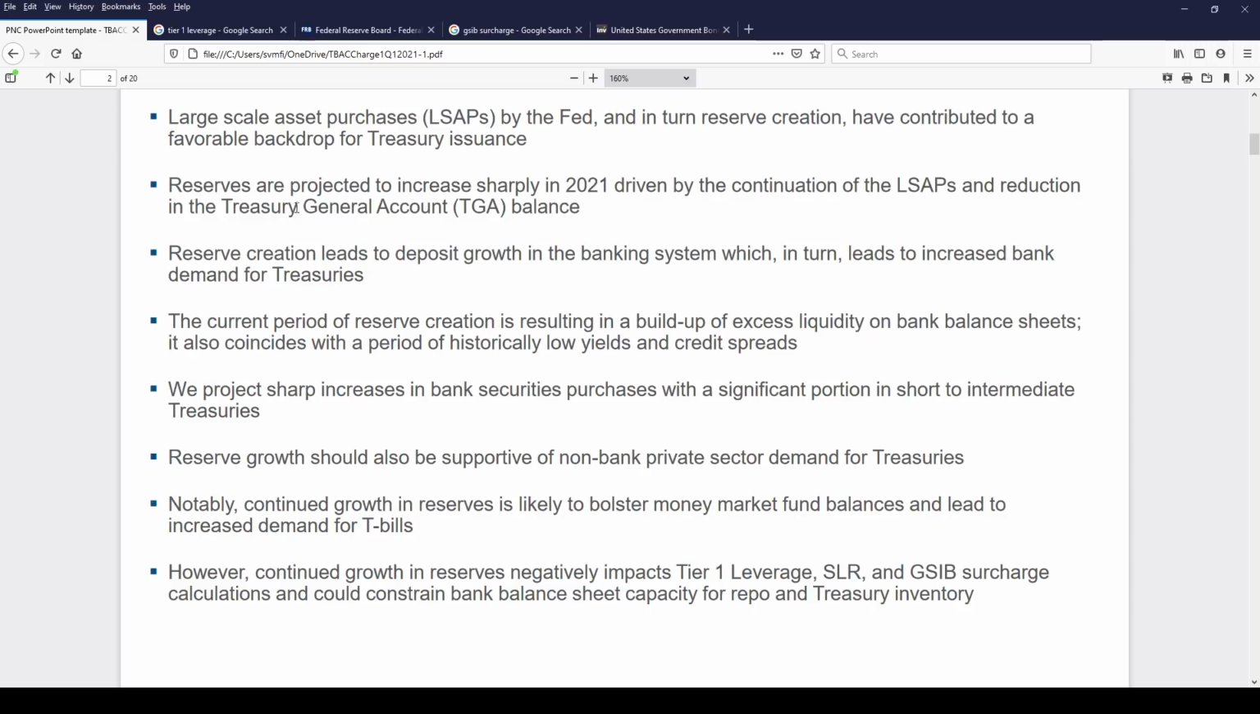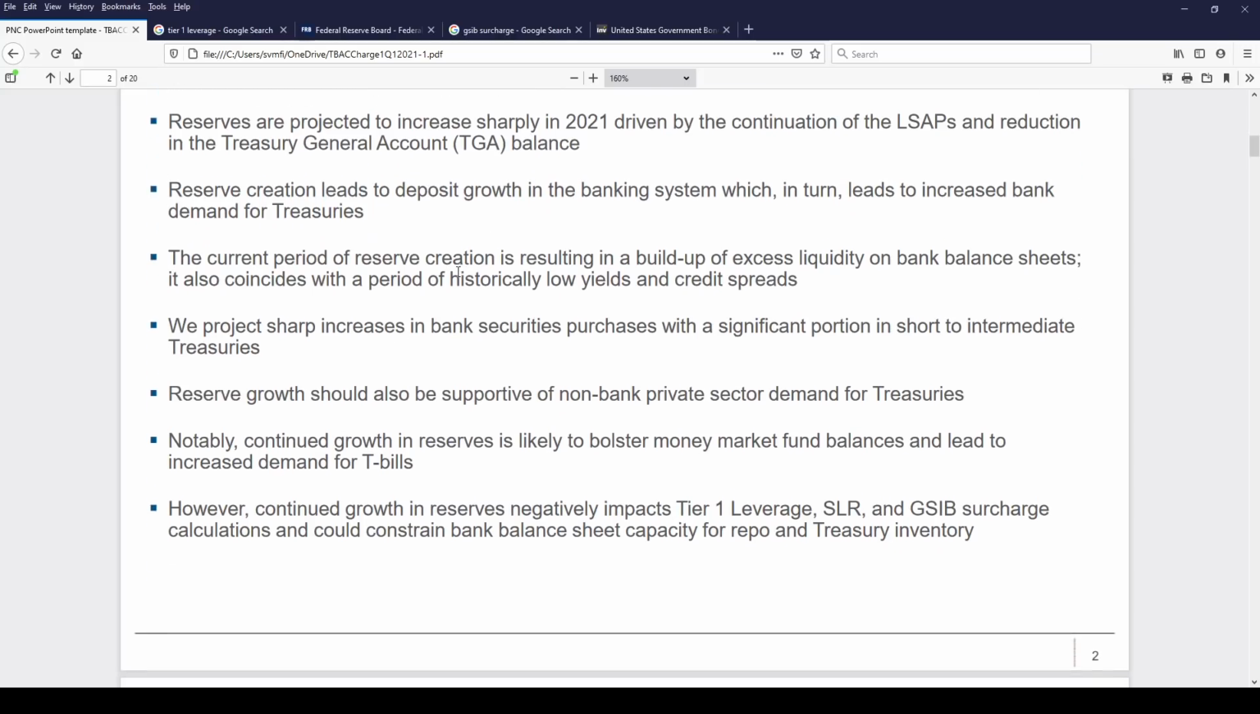Reserves or bank reserves are projected to increase sharply in 2021, driven by the continuation of LSAP. So effectively, reserves are going to increase dollar for dollar based on how much QE the Fed is doing and reduction in the Treasury General Account balance. Reserve creation leads to deposit growth in the banking system, which in turn leads to increased bank demand for treasuries. That's interesting because the market's perception is nobody wants them, but you can see very clearly that this leads to an increase in demand for treasuries.